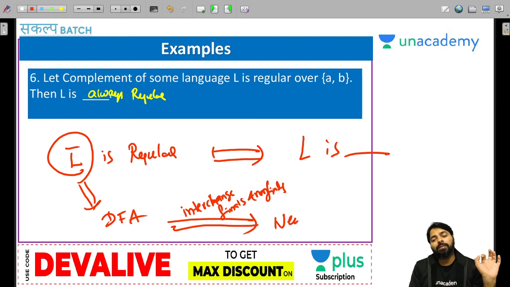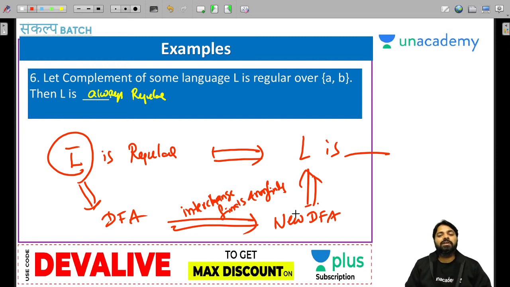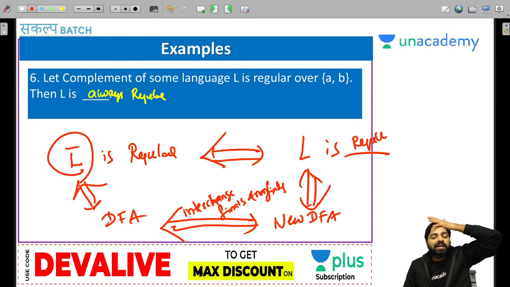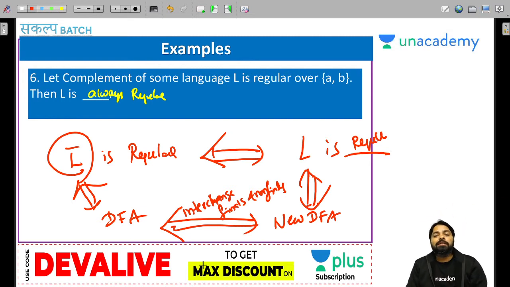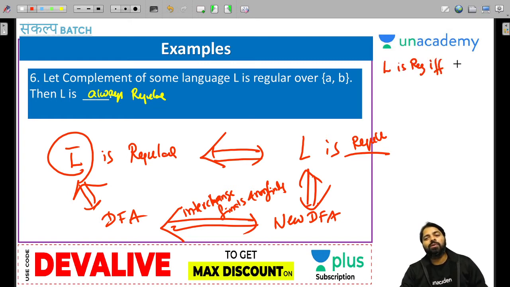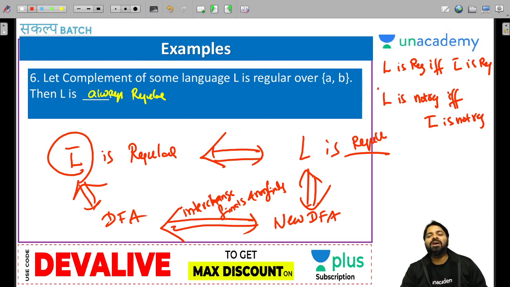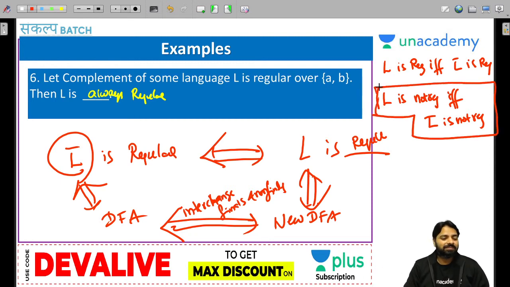What happens? A new DFA is formed. That DFA will accept L. It is always regular. Not only this direction, even the other direction also holds. The same approach is applicable for L complement too, guys. If L is regular, L complement is also regular. It means there are 2 points. L is regular if and only if L complement is regular. Not only this, L is not regular if and only if L complement is not regular. This also exists inside this sentence.